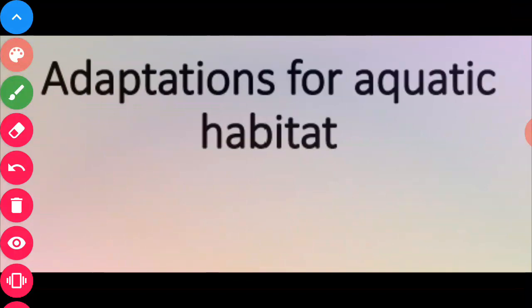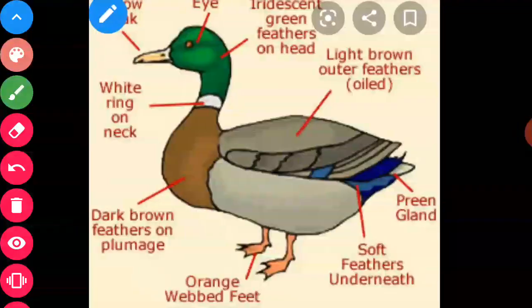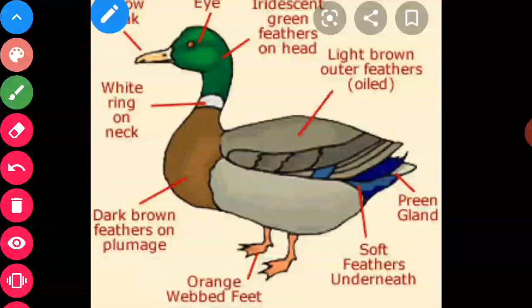Adaptations for aquatic habitat. How do animals adapt themselves for aquatic habitat? Animals living in aquatic habitat show some adaptations, which make it easy for them to stay afloat.